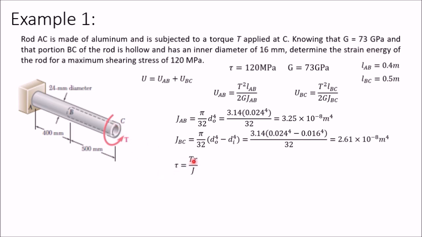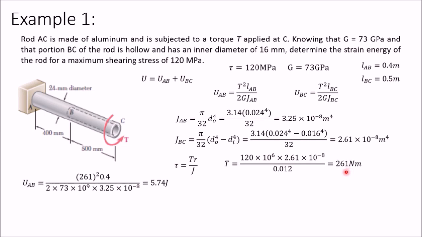So in that way you can calculate this torque. Torque T is equal to tau J divided by R. So tau, I am taking maximum value of tau, 120 megapascal, and J is this one. This value of J I have used because when you take lesser value of J you will get higher value of tau, and divided by R. Radius is same in both the cases. So R is half of this 24, so 0.012, that's what I have taken. In this way you have calculated torque, which is equal to 261 Newton meter.